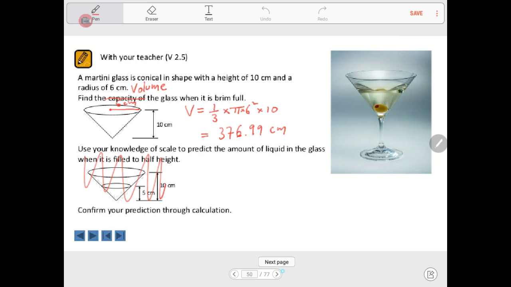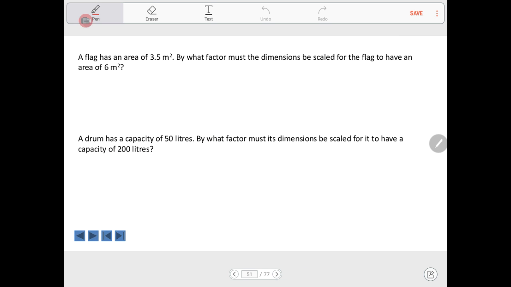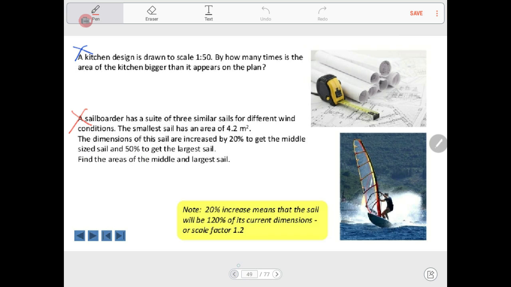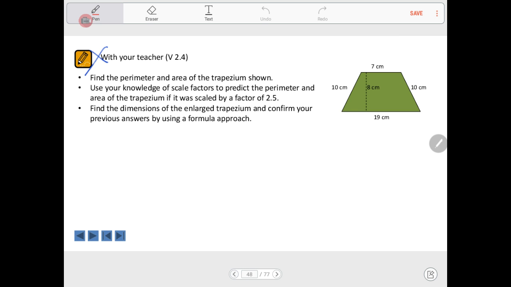Don't worry about the martini glass one, 2.5. Skip over that. But I want you to try the flag one here, which is at the bottom of page 19. Don't worry about the drum one. Scribble that out. We're not doing that one. Okay, so pause the video now if you haven't tried these and have a go at these examples. Then I'll solve them on this video.